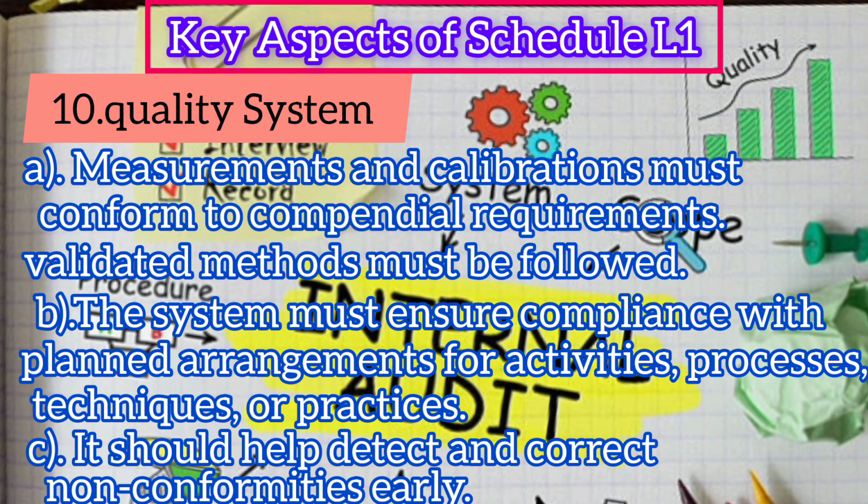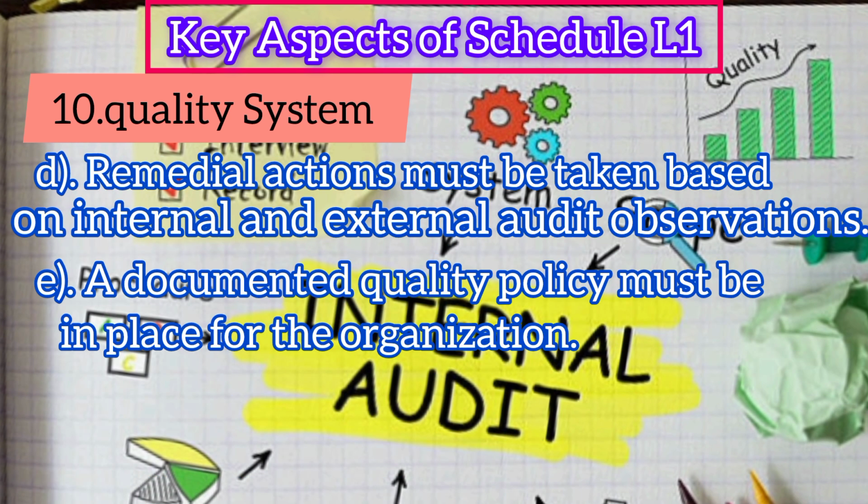10. Quality system. A. Measurements and calibrations must conform to compendial requirements. Validated methods must be followed. B. The system must ensure compliance with planned arrangements for activities, processes, techniques, or practices. C. It should help detect and correct non-conformities early. D. Remedial actions must be taken based on internal and external audit observations. A documented quality policy must be in place for the organization.